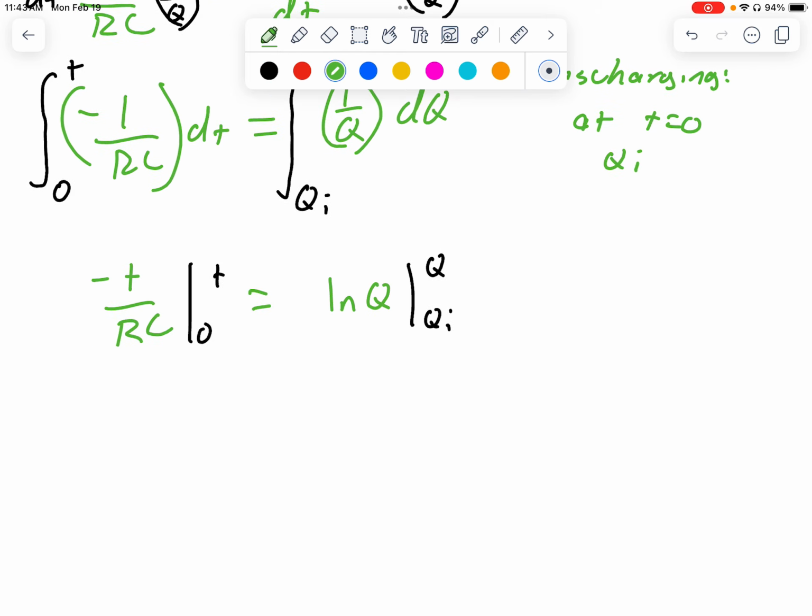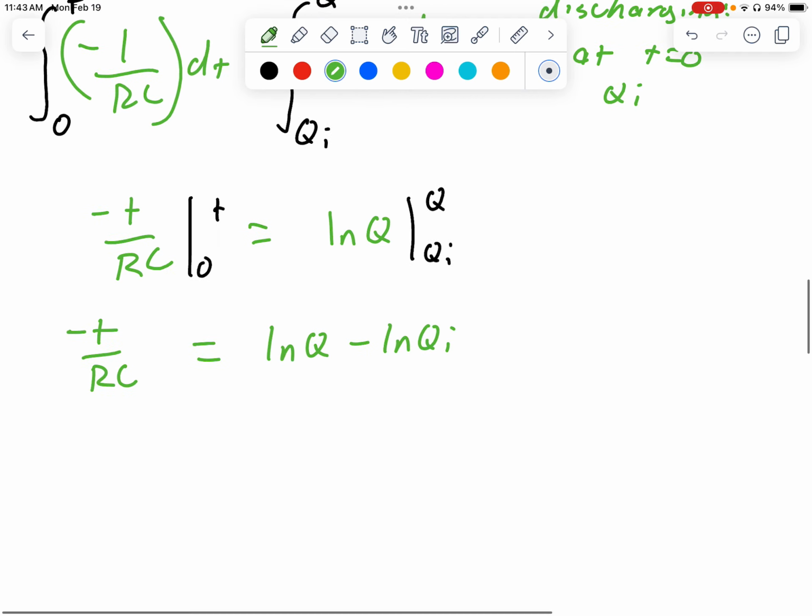So the left-hand side is pretty simple. If I sub in t, I have negative t over RC, and if I sub in 0, I've got negative 0 over RC, which is just 0. So that's it for the left-hand side. On the right-hand side, I get ln of Q minus ln of initial Q.